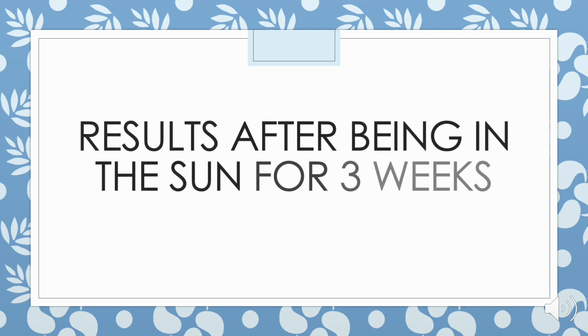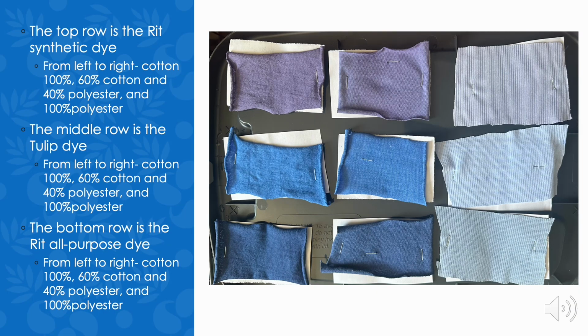After that, I left them for about 3 weeks at the sun, only bringing them inside if it was cloudy and it was about to rain, so they wouldn't be exposed to rain. And these are the results. At the very top row, we have our RIT synthetic dye, and then from left to right, we have cotton at 100%, the blend, and polyester.